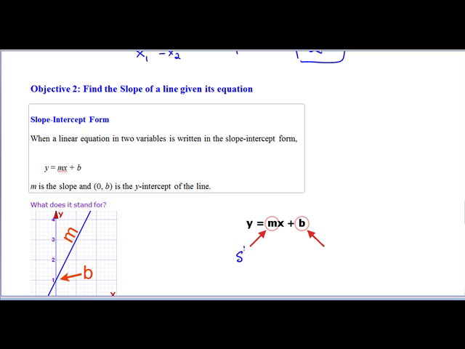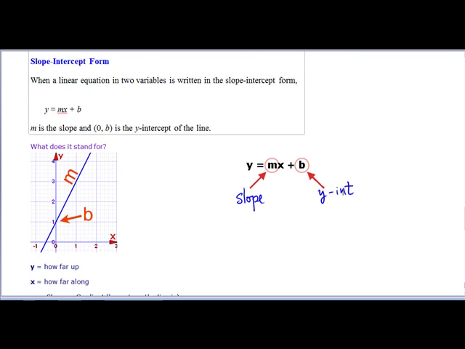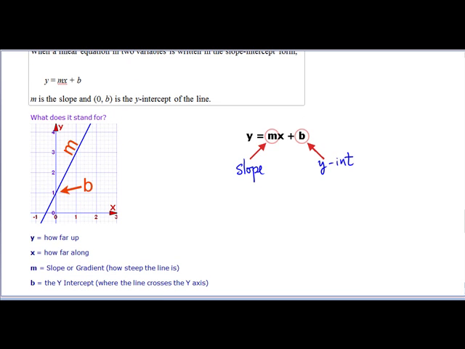So m here is the slope and b here stands for the y-intercept. Okay. So let's look at what I mean by this. If we had a graph, for every graph like this, we have a slope of the line. You can find the slope of the line as the change in y over the change in x. And this point here is the y-intercept.